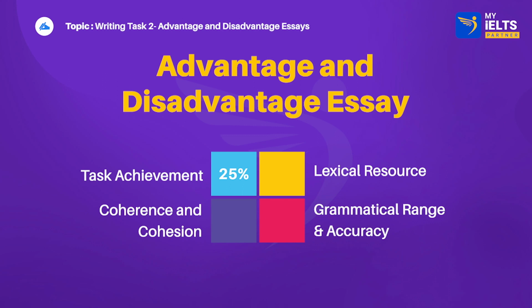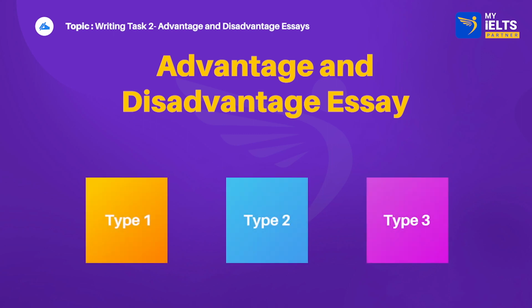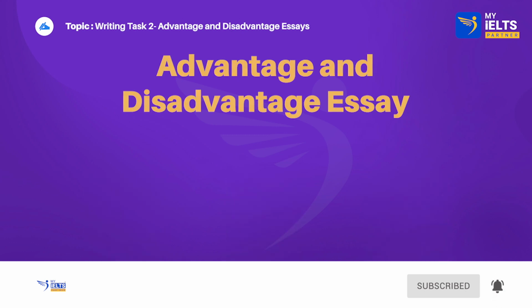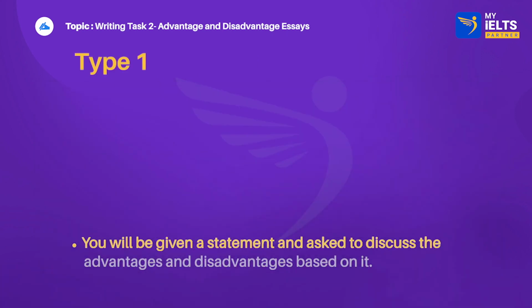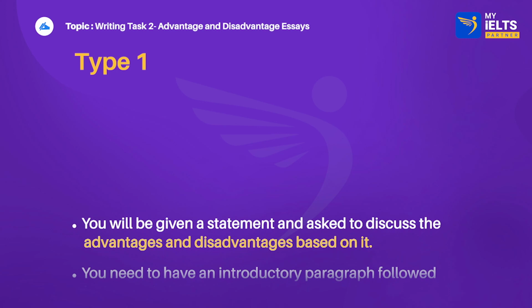Firstly, under the category of advantages and disadvantages essays, we have 3 kinds of question prompts that you can get. Each kind has to be approached in a different way. So you should be able to recognize each type by the way in which it is worded. You'll be given a statement and asked to discuss the advantages and disadvantages based on it.